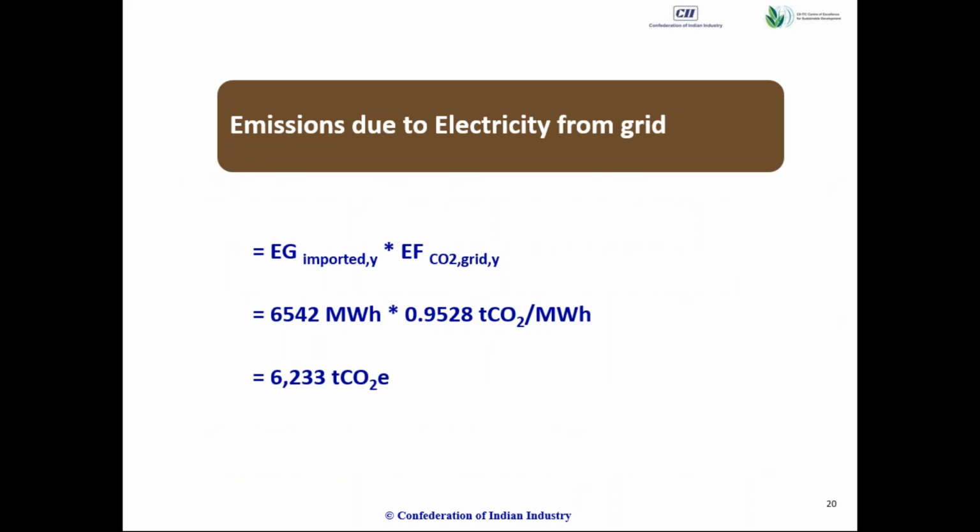Emission from electricity is very simple. Our Central Electricity Authority gives emission factor databases. So these are based on the Indian grid. So we know the total amount of megawatt hours consumed. We multiply by the emission factor and get the tons of CO2.